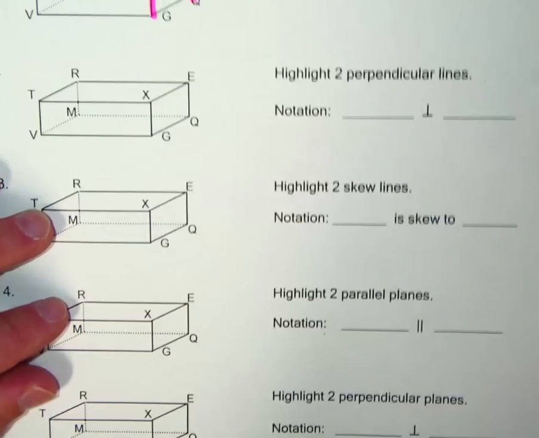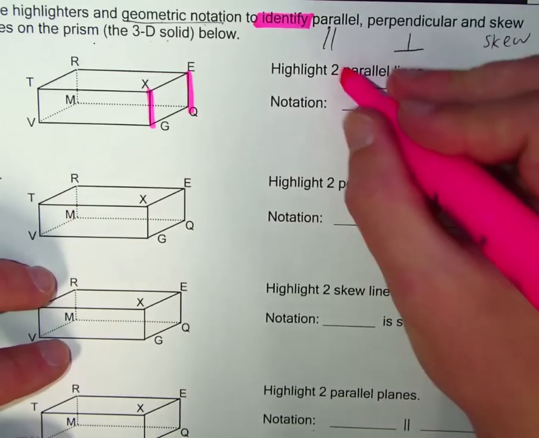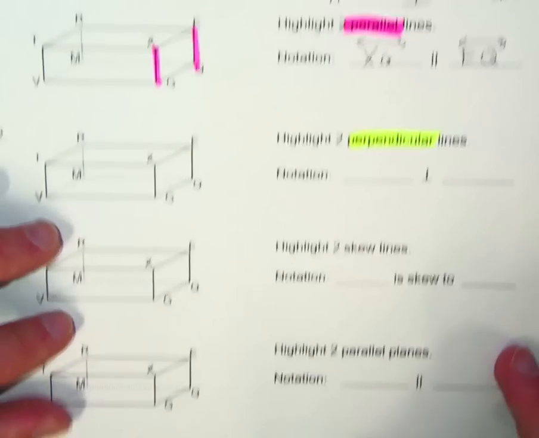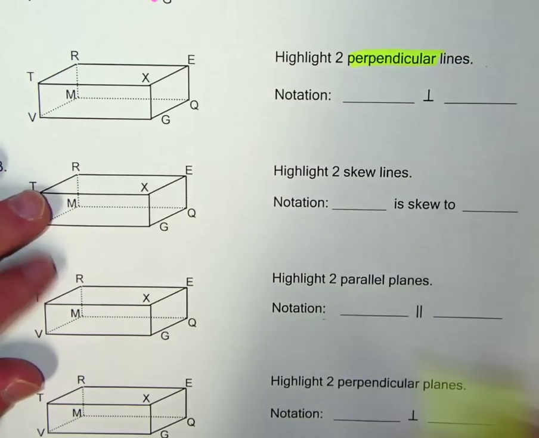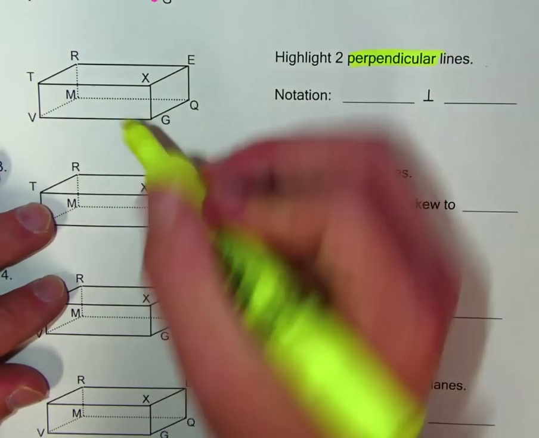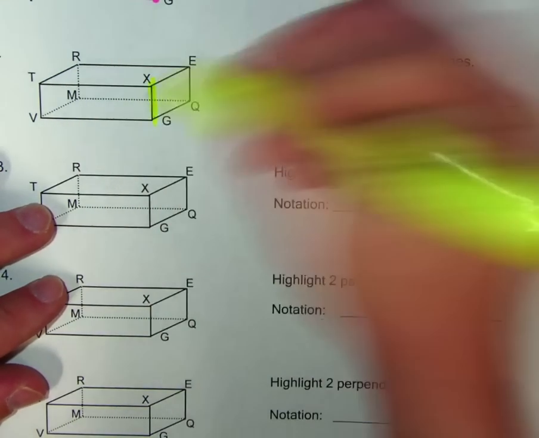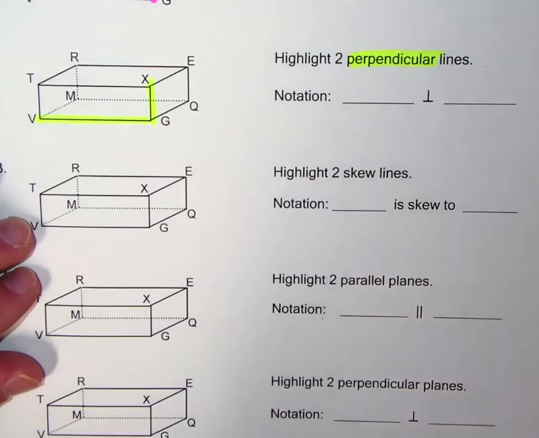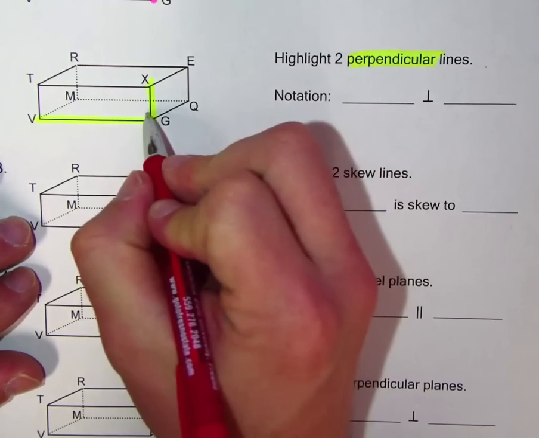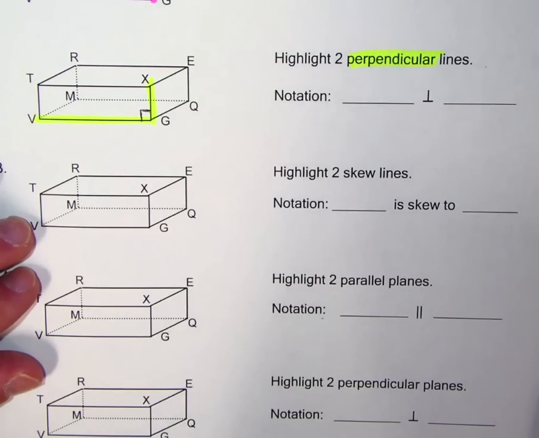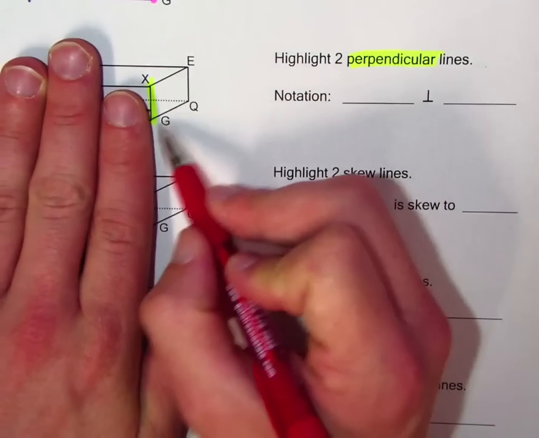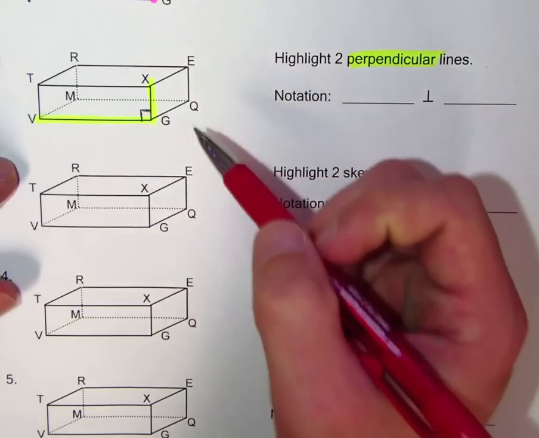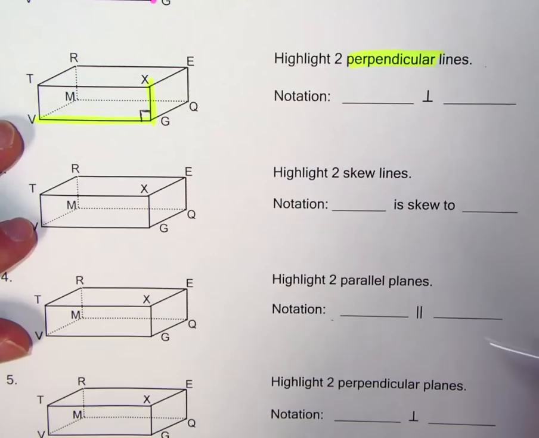Okay, here I go. So while before I was working on parallel, now I'm going to work on perpendicular. And so for me, I'm going to go ahead and stick with line XG there. And then I'm going to go with line VG. And you can see that they make 90 degrees. Could have also gone with GQ. They would have made 90 degrees right here as well. This is assuming all of these are rectangles.